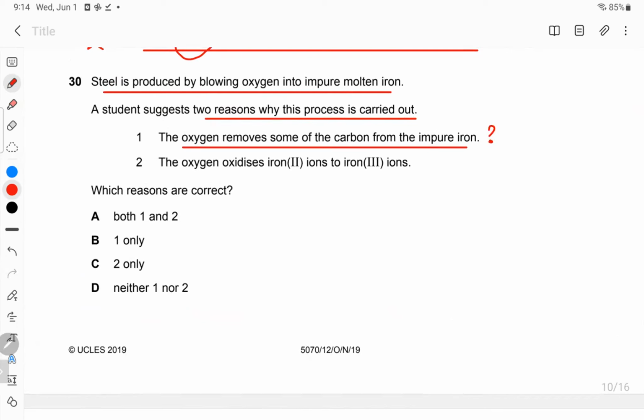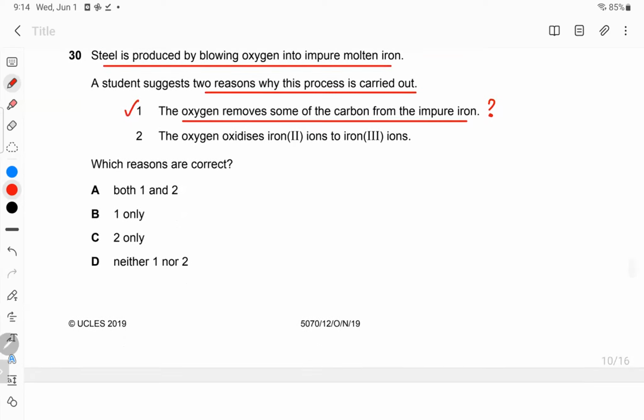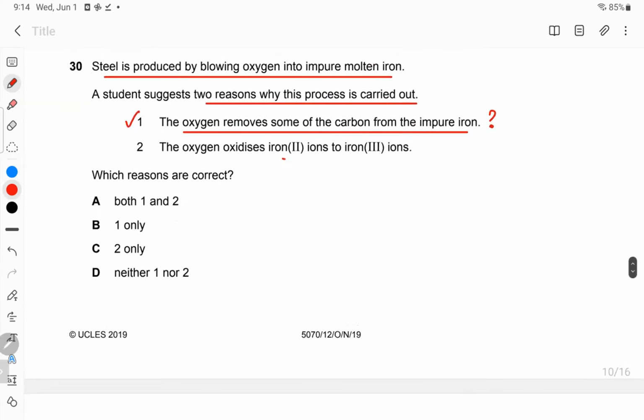Yes, it is, sir. Correct, it reacts with carbon. Very good. The oxygen oxidizes iron 2 to iron 3 ions. Is this statement correct?